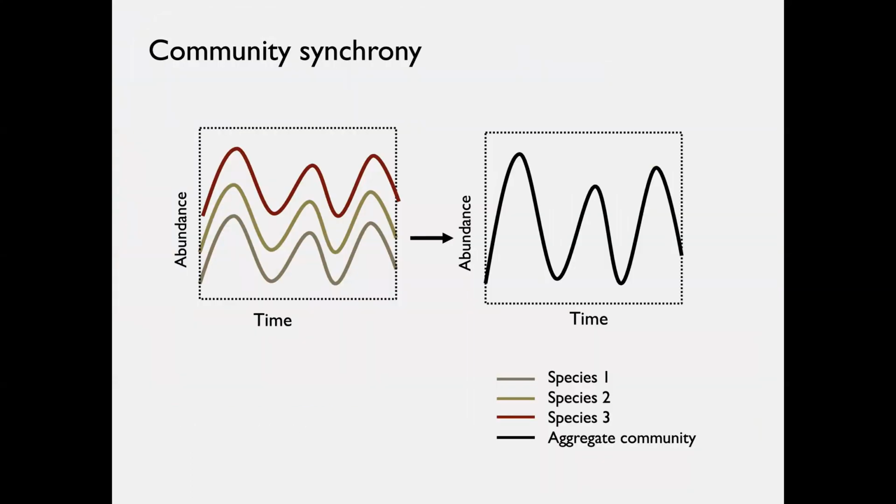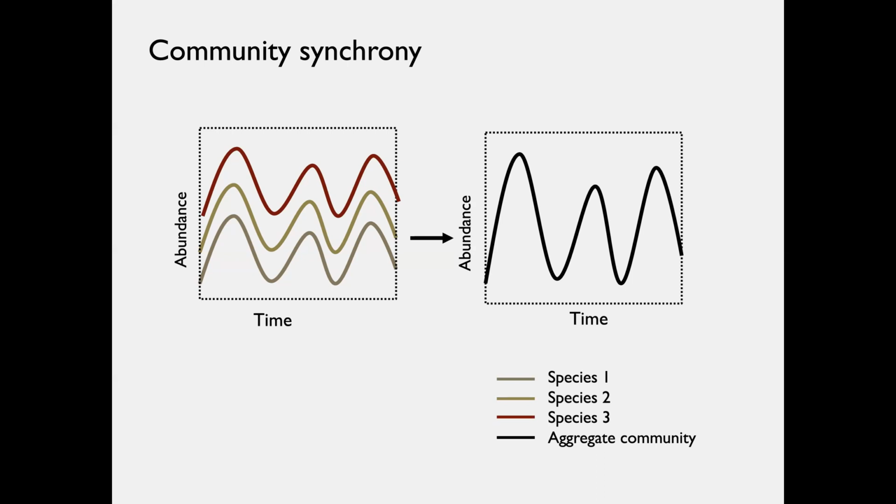Over in my world as a community ecologist, I've thought a lot more about community synchrony. In this case, instead of having multiple patches, we have just one patch with multiple species. The idea is that if you have synchrony between different species within that patch, then the overall aggregate abundance of all species, the production or cover of the system, will be highly variable over time.